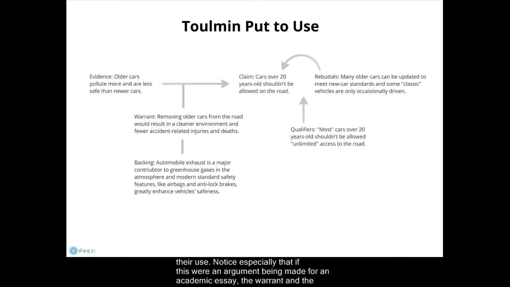Notice especially that if this were an argument being made for an academic essay, the warrant and the backing would be the primary source of discussion because these are the parts of the model that most depend on factual or hard data, so these would be the places where researched information could be used to support this argument. Essentially, these are the aspects of the Toulmin model that make your argument for you and that they hold up your claim and evidence against scrutiny. Without these aspects, you force your audience to connect these dots for you.